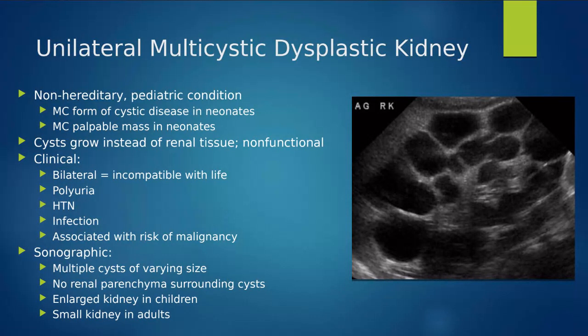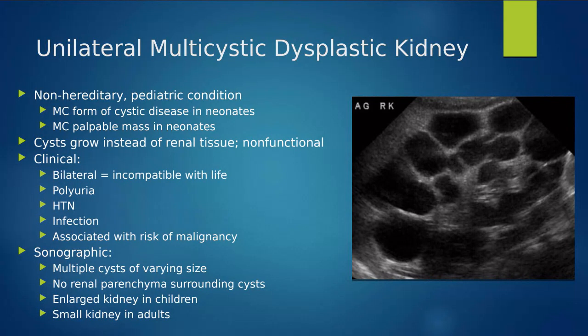So, unilateral multicystic dysplastic kidney. This is non-hereditary, so this means that these patients do not get it from genetics, but they just happen to get it in utero. They just happen to develop this as a baby. So this is a pediatric condition. It's the most common form of cystic disease in newborns and the most common palpable mass in newborns. Again, those are big registry keywords.